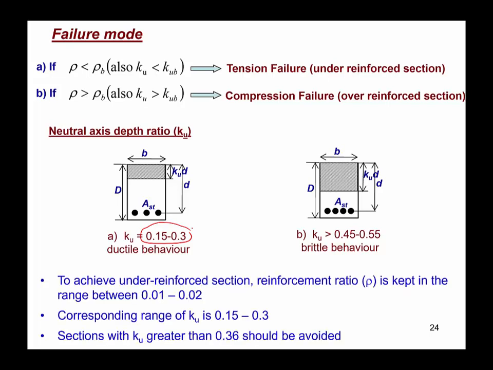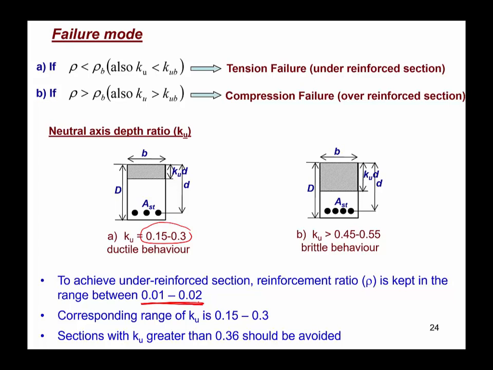So to achieve an under reinforced or tension failure mode, which is a ductile kind of failure, the reinforcement ratio in the beam is kept in the range of 0.01 to 0.02. So the reinforcement ratio, if it is between 0.01 to 0.02, we know that it will go into a tension failure or under reinforced ductile failure. If it is greater than 0.45 or 0.36, if it is greater than 0.36, it really goes into the non-ductile region, and we don't want to go into the brittle failure.